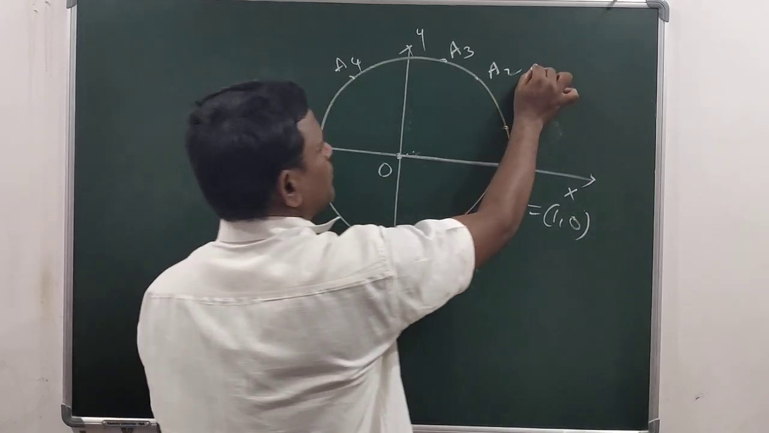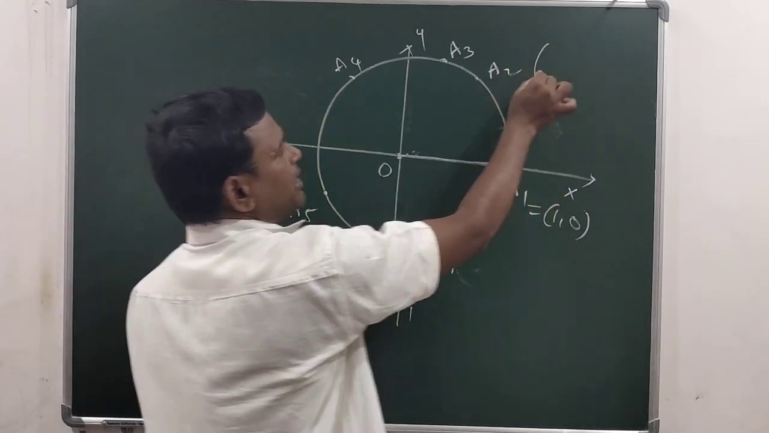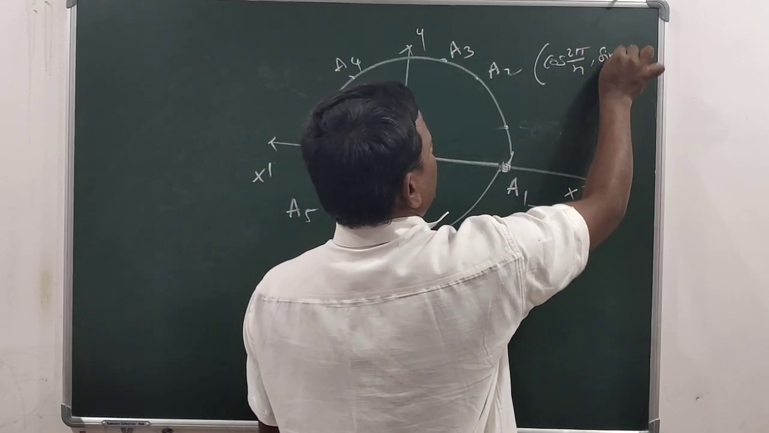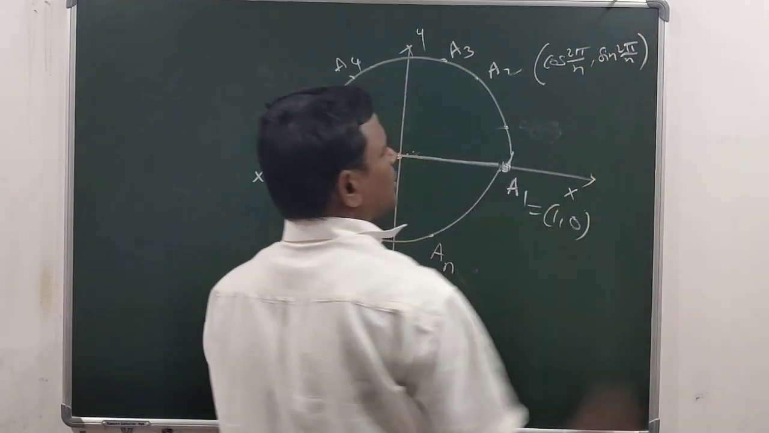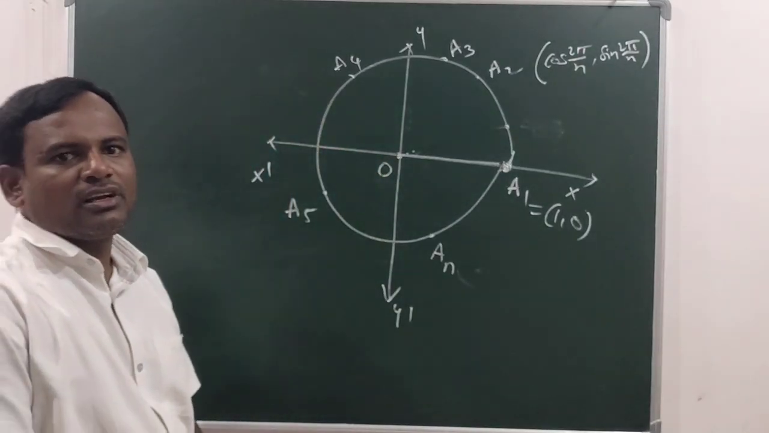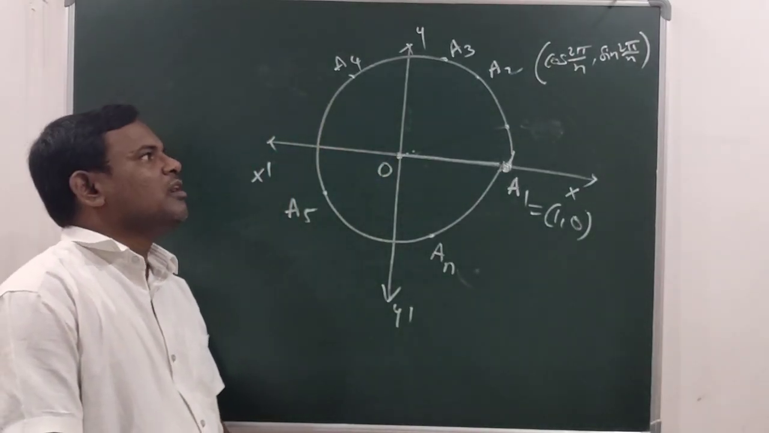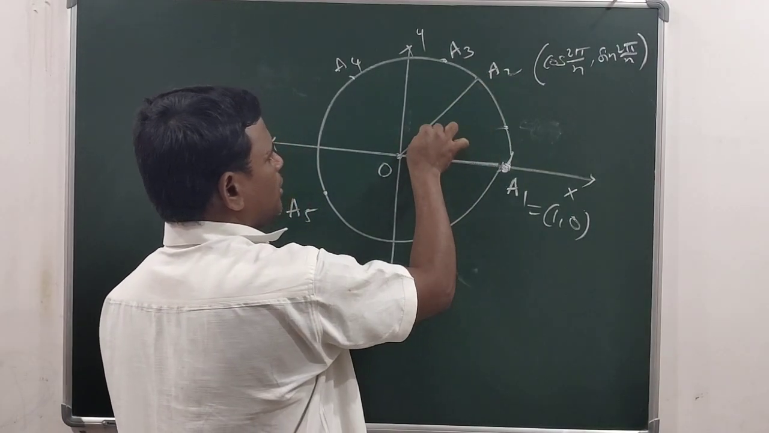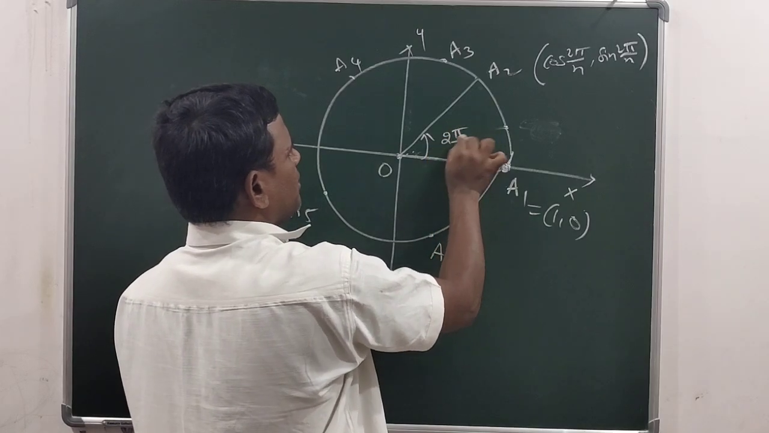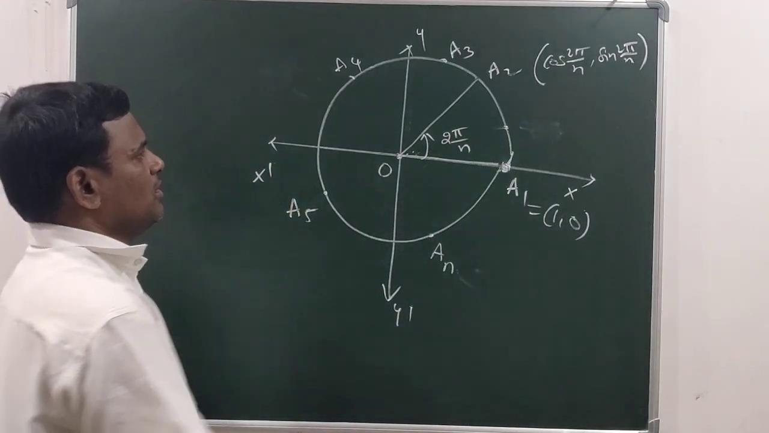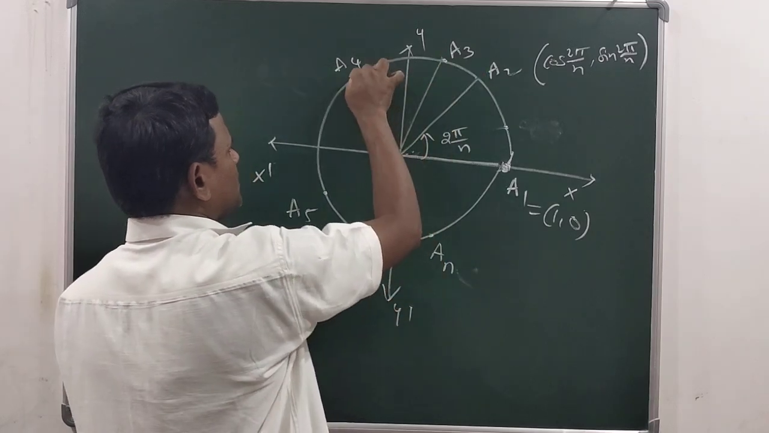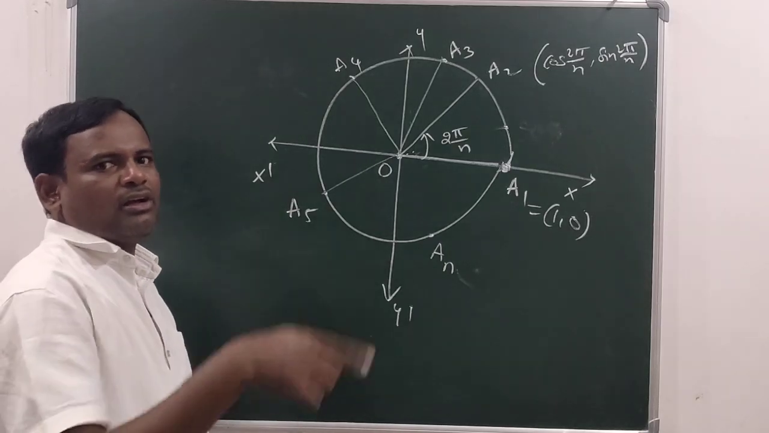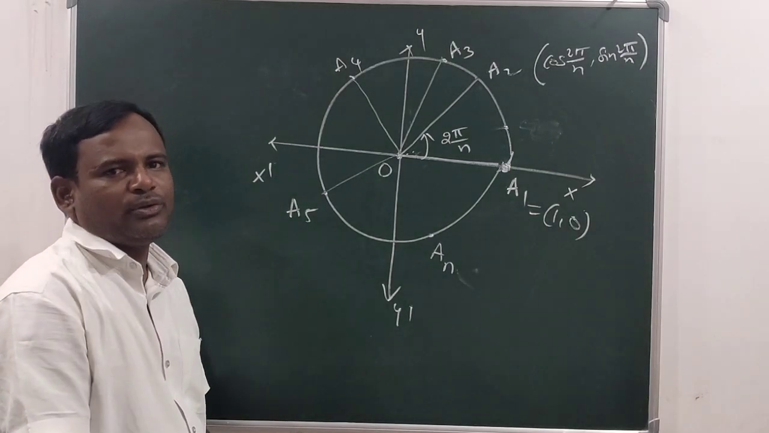So this is a2. Right here, cos 2 pi by n, comma sin 2 pi by n. The second root of the nth root of unity is cos 2 pi by n, sin 2 pi by n. So you get it here, and this argument is 2 pi by n. In the same manner, connect all of them and you will get the different roots of the nth root of unity.